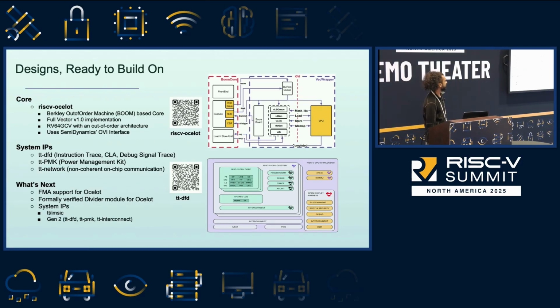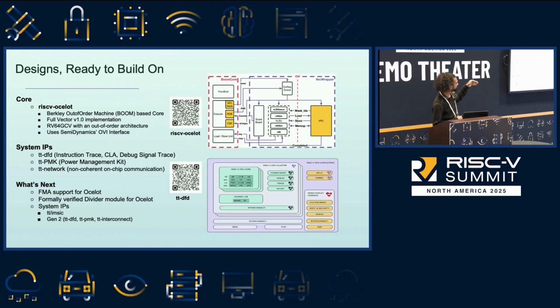We do have the Berkeley BOOM core based open source core that's available. What we have done is taken the BOOM core and added vector support, and we have open sourced this. We are calling it Ocelot, and right now it's available for any of you to try. This is the vector design that was missing in the original BOOM core.